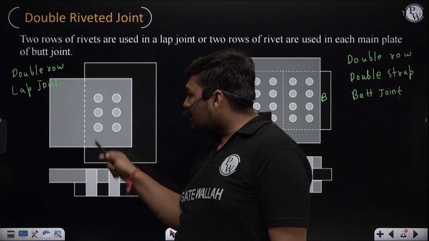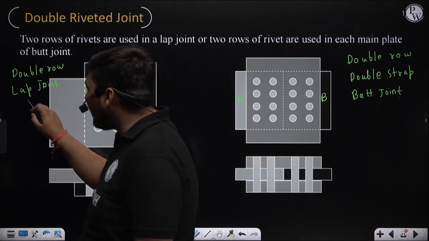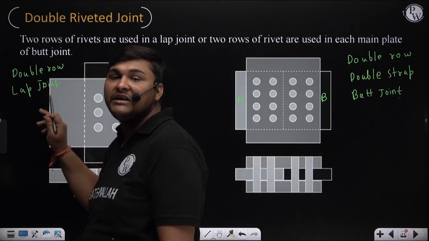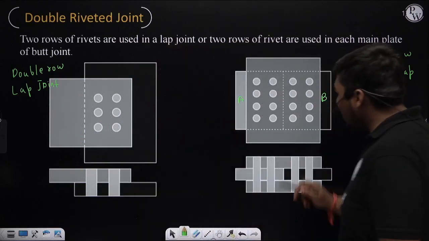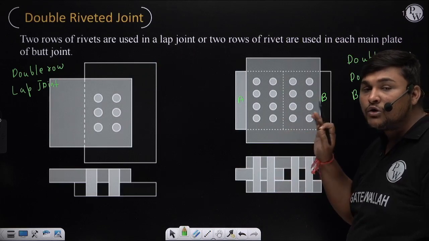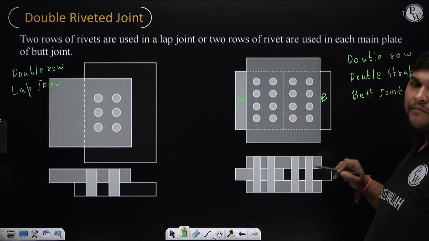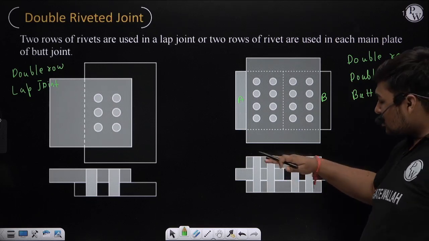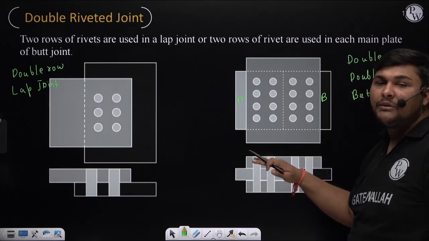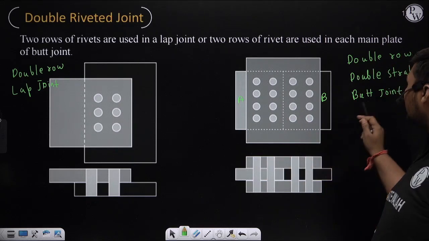So arrangement of rivets in each row is the same, means it is chain pattern. So here if you want to write the pattern also, it is chain pattern. Now here in each plate two rows of rivet we are using because it is butt joint, so only focus on each plate. So in each plate we are using two rows, so it is double row. Now single strap, double strap. Since we are using two supporting or strap plates, it is double strap, and plates are in the same plane, that's why butt joint.